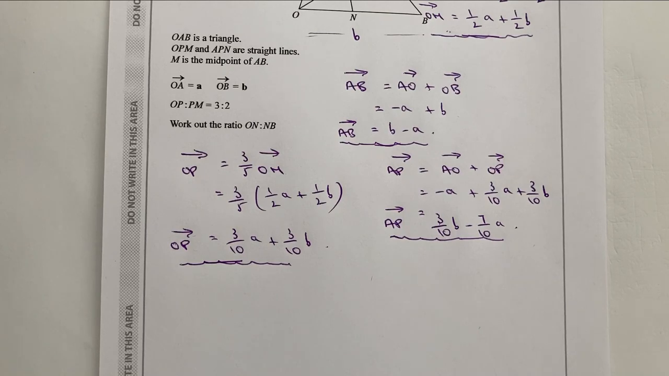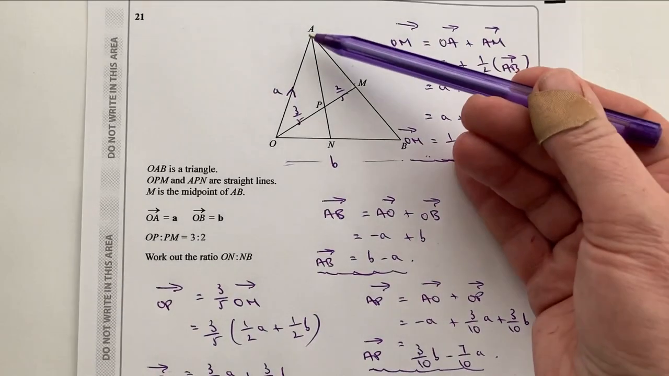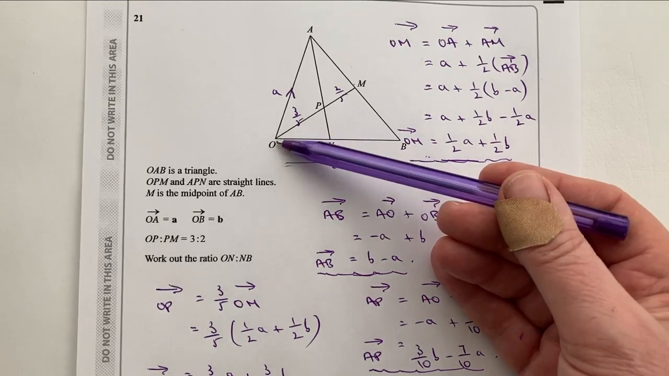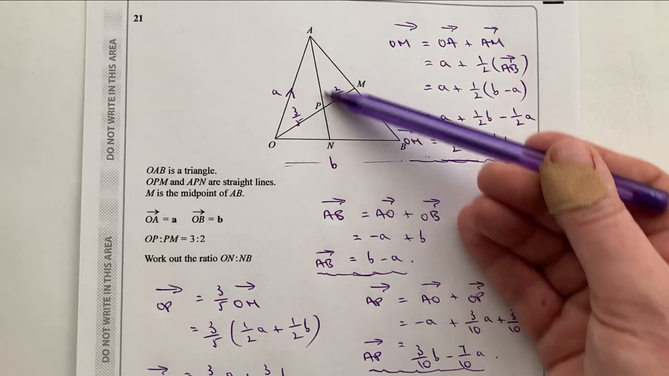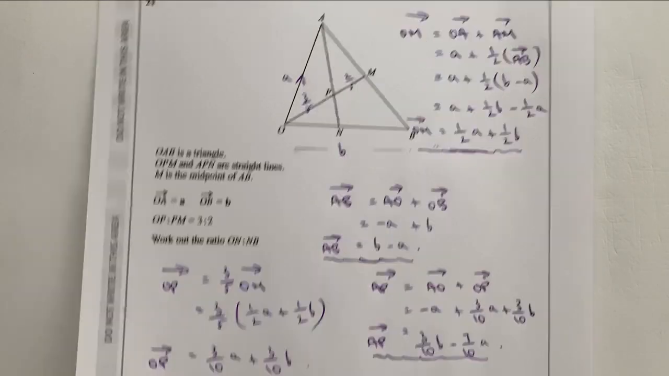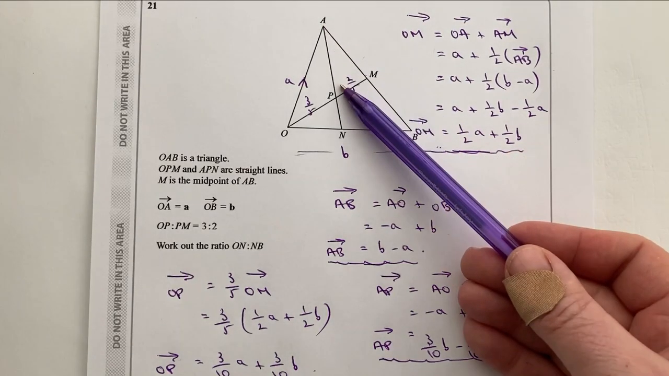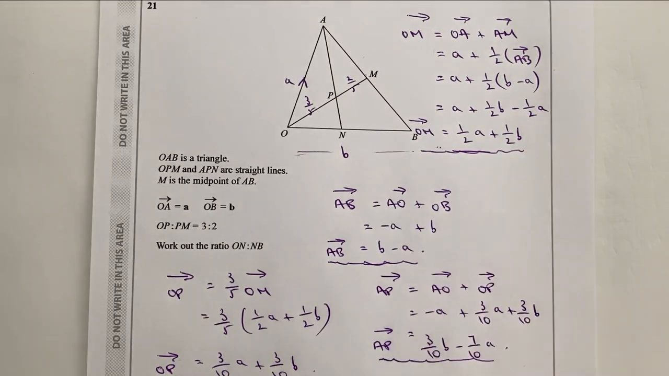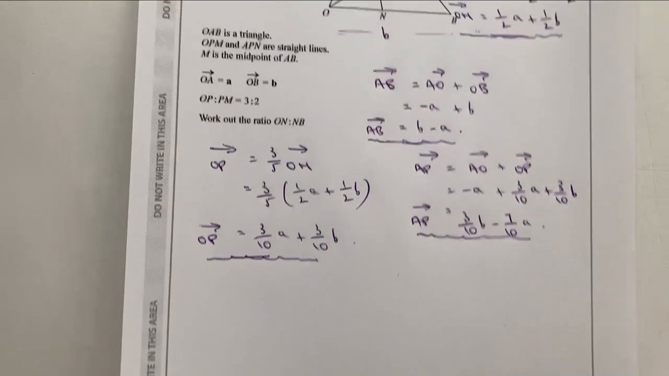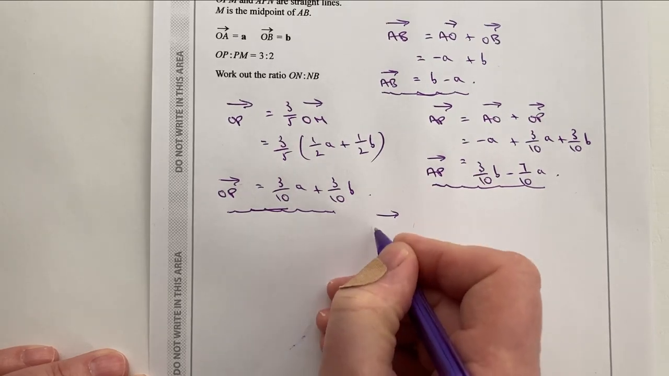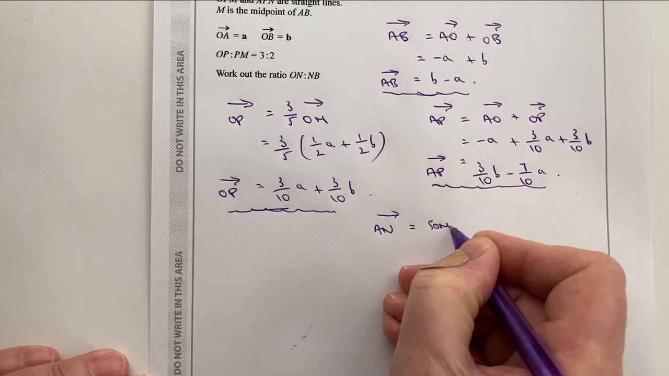The reason we can do that is if we look at vector AN. Remember we're interested in ON, so we need AN. We need to know quite a bit about that vector. What we're saying is that AN is something multiplied by AP. We know AP, and because it's in a straight line, it's going to be something multiplied by AP. So let's have a look at vector AN.